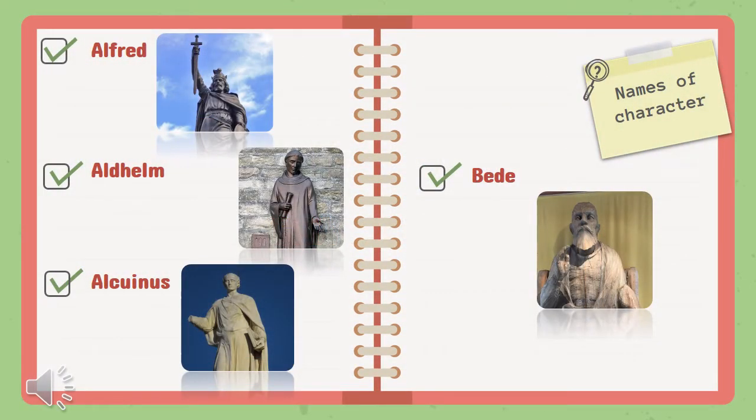The second is characters of Old English literature. There are four characters of Old English literature. The first is Alfred. The second is Aldem. The third is Alquinus. And the last is Bate.